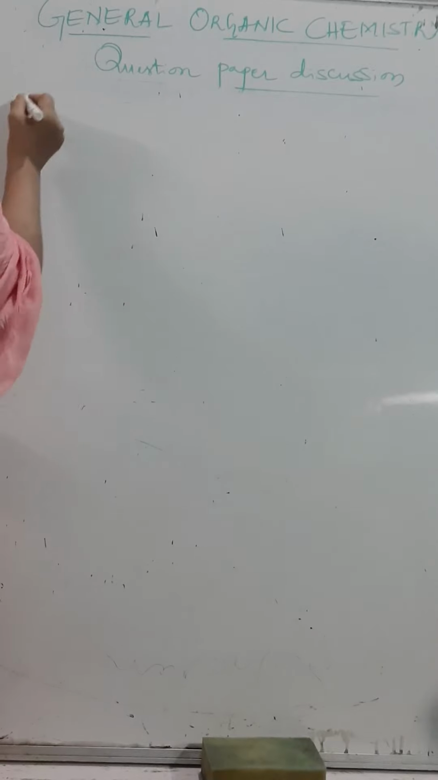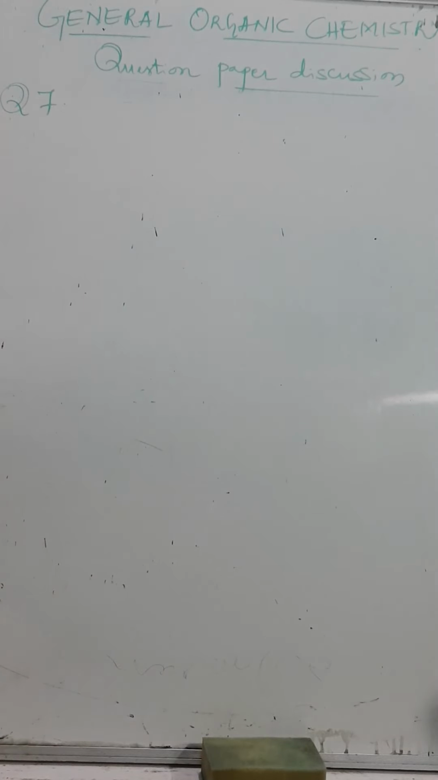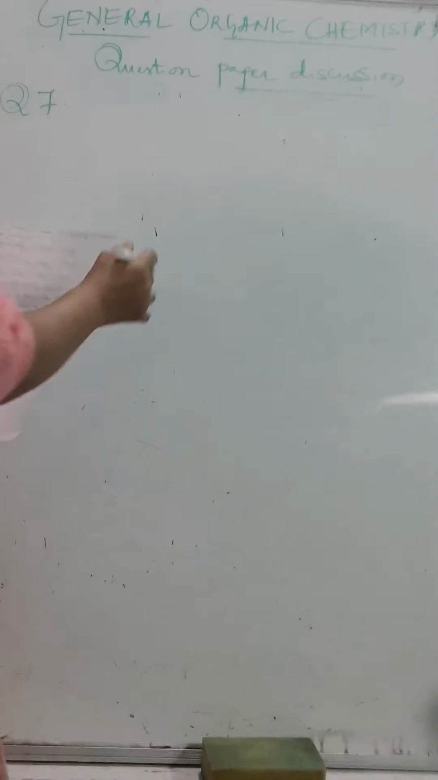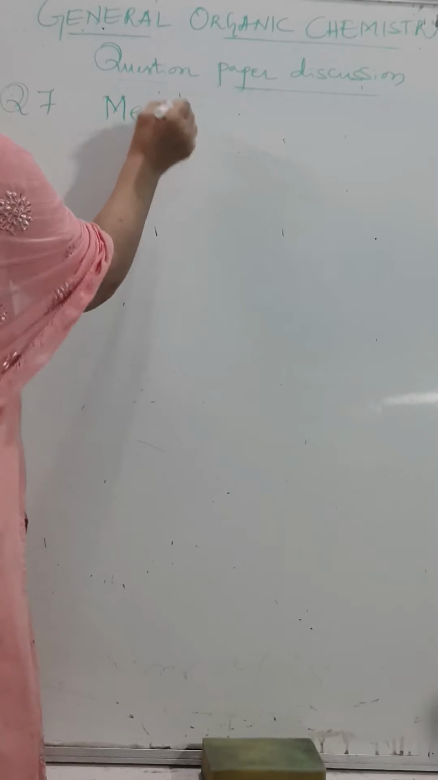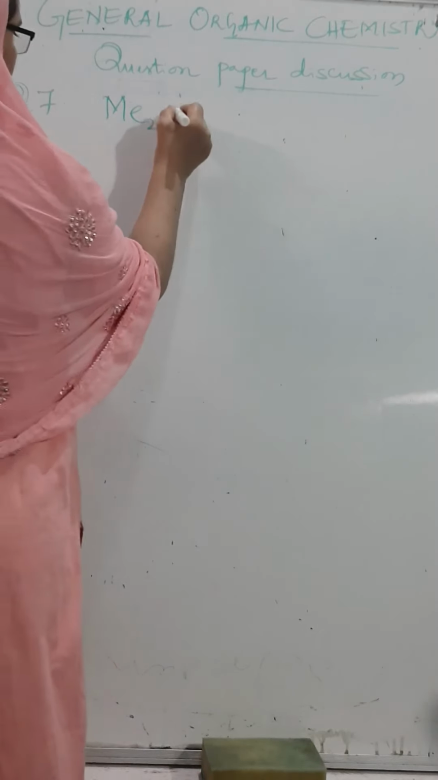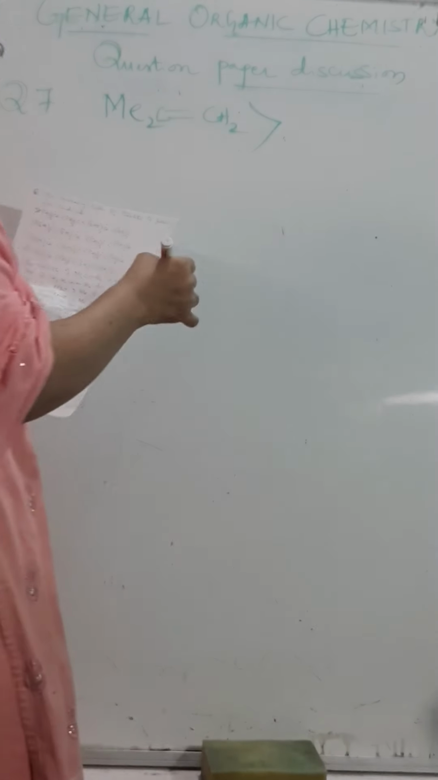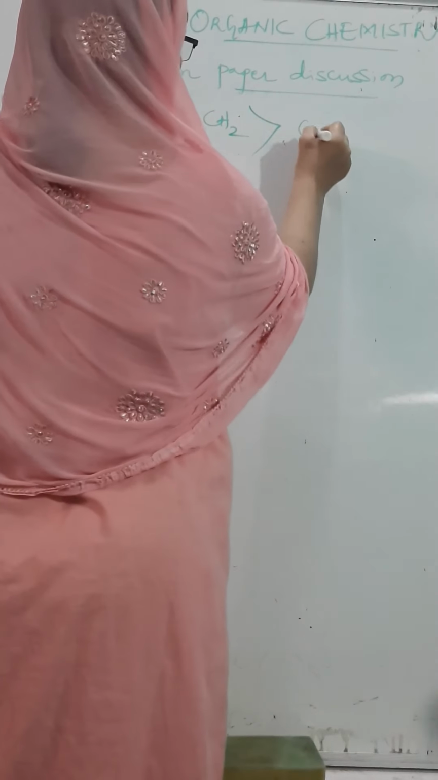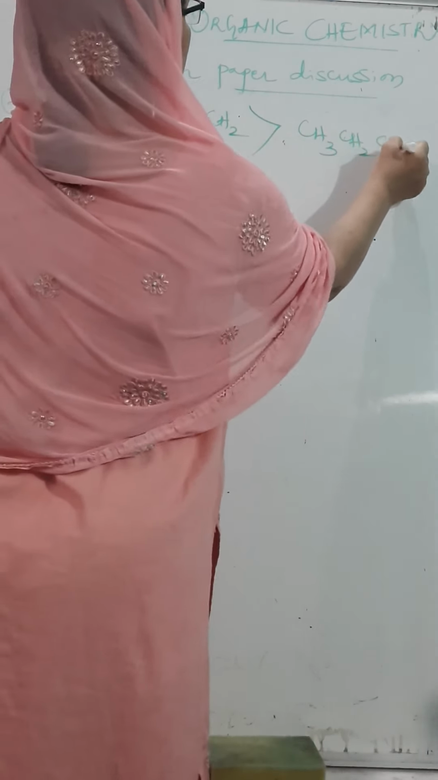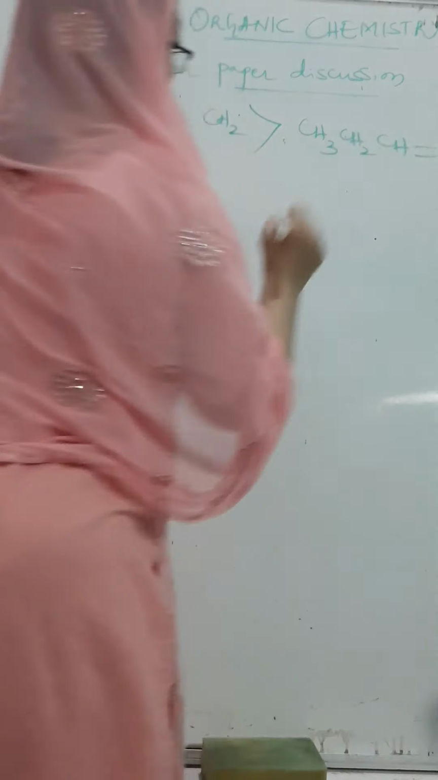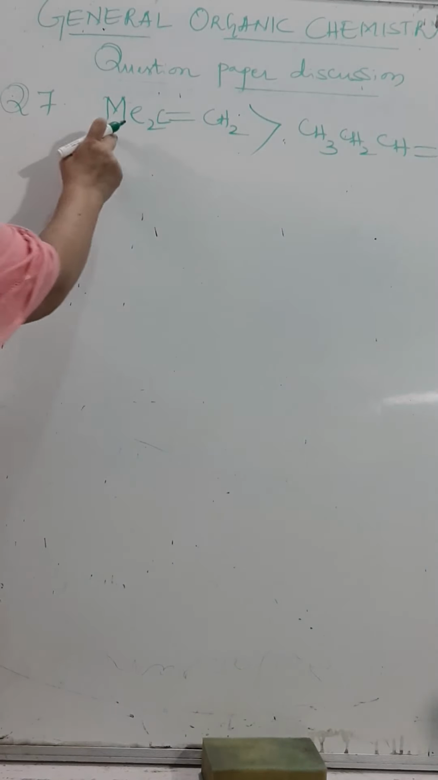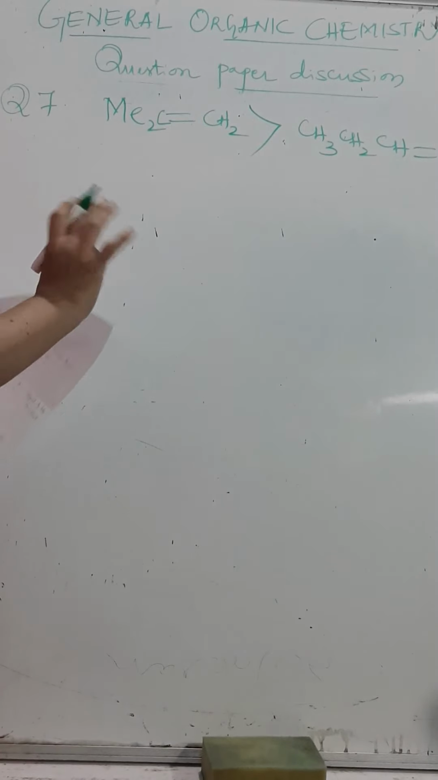Question number 7. What is question number 7? We'll read. The stability of Me2C double bond CH2, where Me represents methyl, that you need to remember, is more than that of CH3CH2CH double bond CH2. This will be more stable as compared to this. They are asking us the reason.